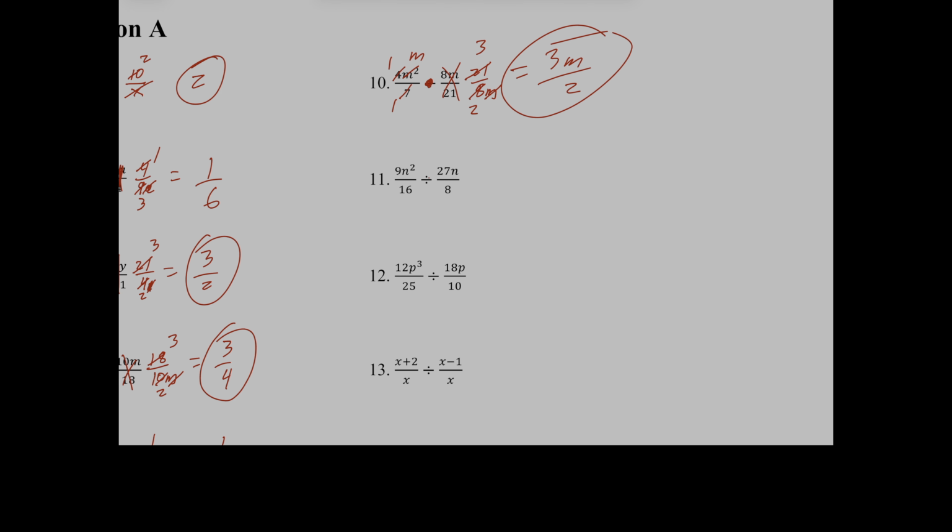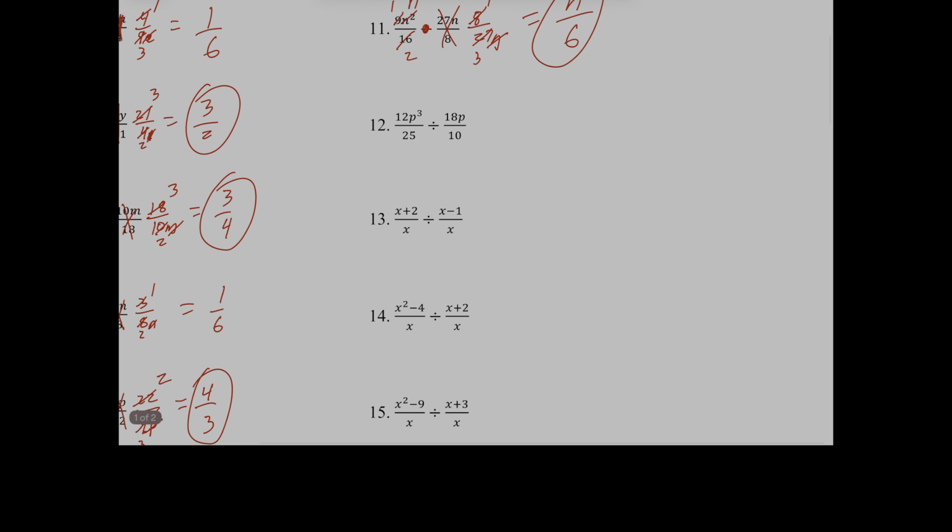Let's go on to number 11. Multiply and flip. Now I'm just looking at my red, 8 will go in here once, and 8 will go in here twice. I'm looking at my 9. My 9 will go in there once, and it'll go in there 3 times. I have 2 n's on top and 1 on the bottom. That'll leave me with an n on top, and I'll have an n over 6.